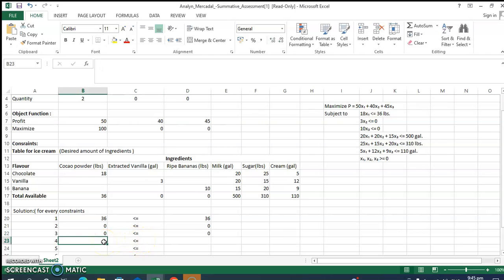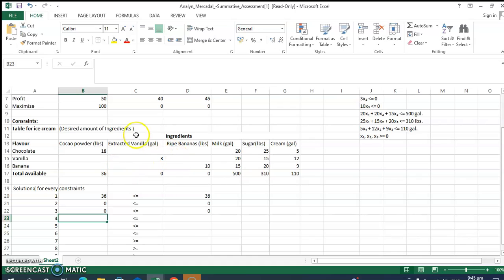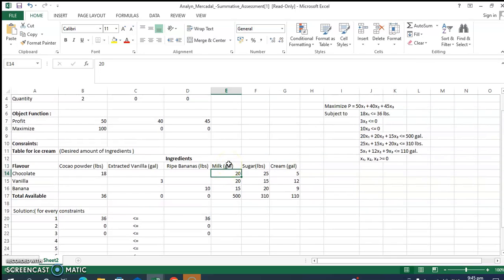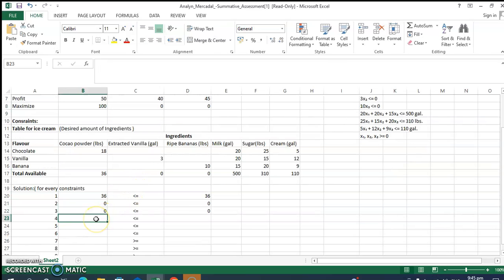So, for the next, for milk. So, 20 times x sub 1 is equal to 40, because the value of x sub 1 is 2. So, 20 times 2 is equal to 40.